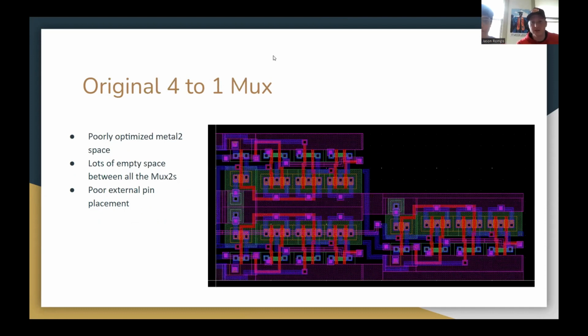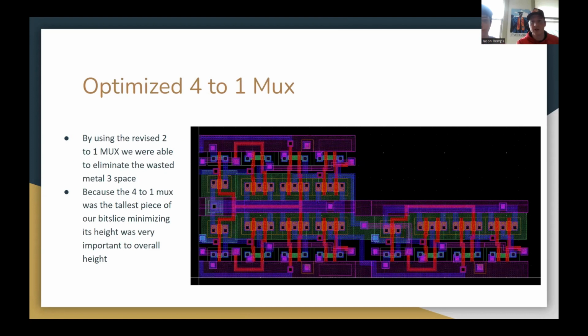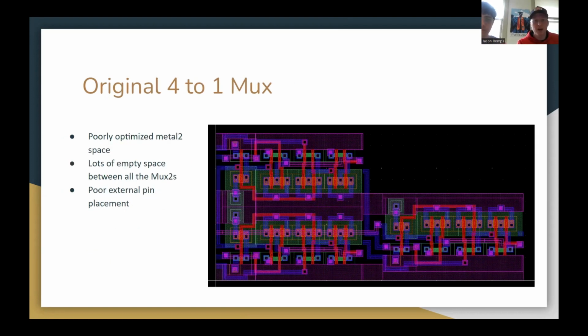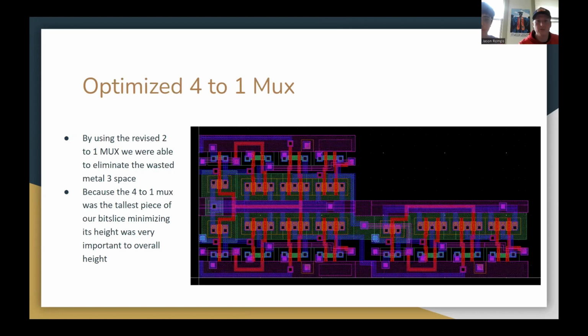So here's our original 4:1 mux, and you can see down here in the middle section, there's a bunch of wasted space, which made the 4:1 mux extremely tall. And considering that it is the tallest design in our entire overall bit slice, it was a limiting factor in how tall the bit slice could be, and then overall how big the area of our processor could be. So by cutting it down and optimizing the pin placement to make routing signals into the muxes, we were able to save a lot of space and make our routing in the end a lot easier.